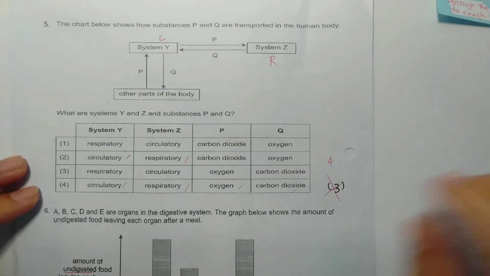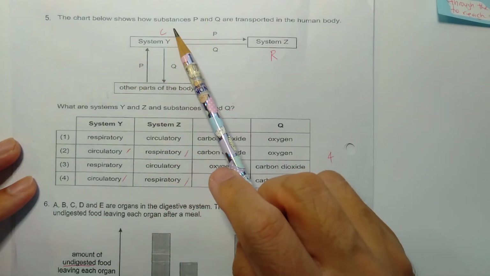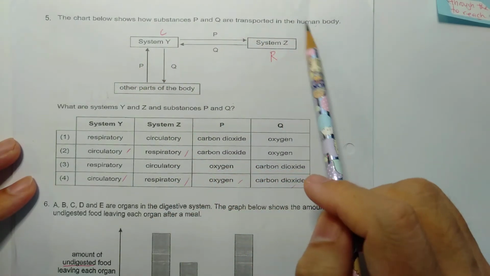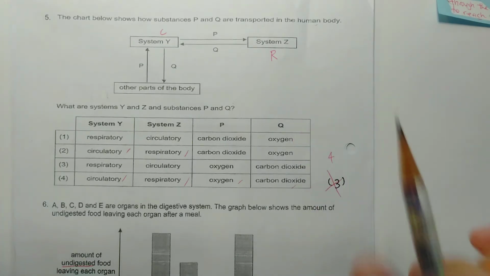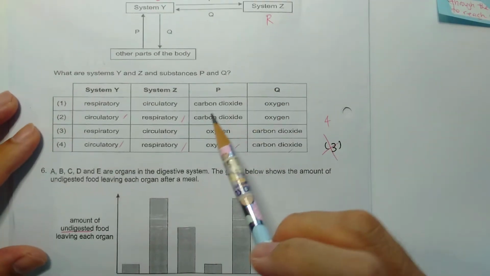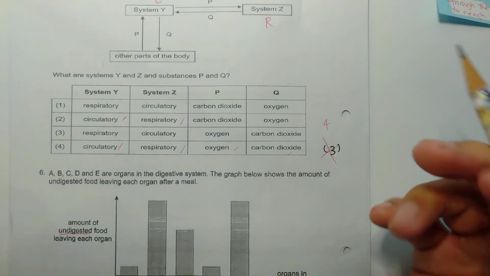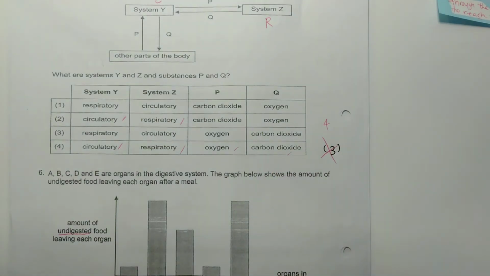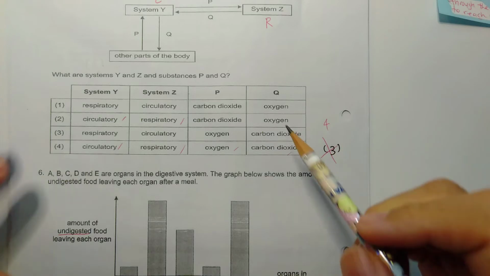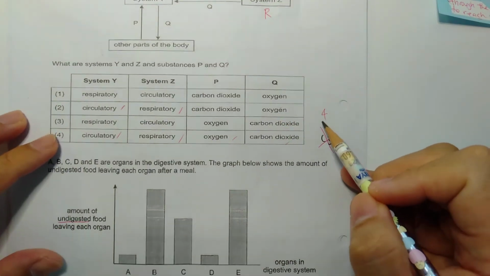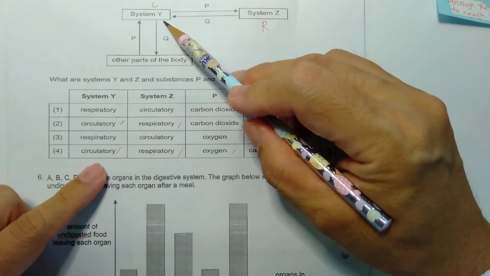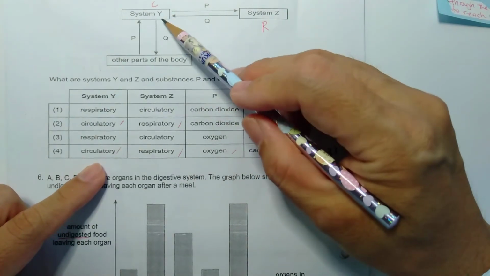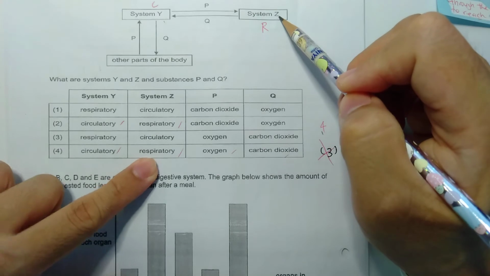Right, last 2 questions. The chart shows how substances P and Q are transported in the human body. Remember, we revised this just now. Right, this is a mix of 2 systems, right? So one system will be moving things like digested food. The other one will be moving things like gases. So let's see what it says here. So I think the answer is 4 for this. System Y, I think it's a circulatory system because this is the one that's transporting stuff. System Z is the respiratory system.